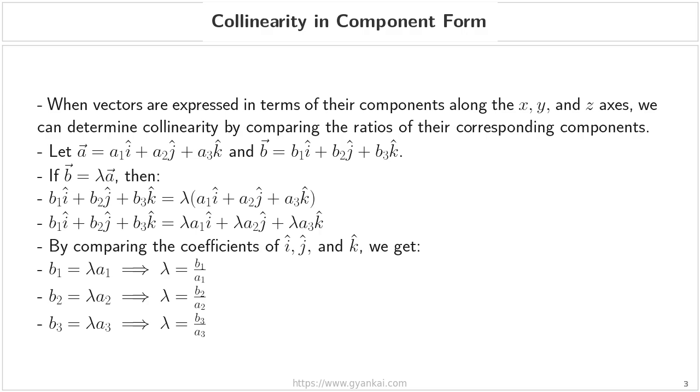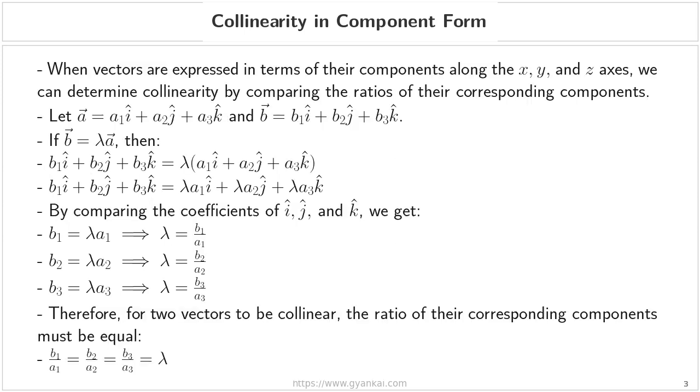We find that b1 equals lambda a1, which means lambda equals b1 divided by a1. Similarly, b2 equals lambda a2, so lambda equals b2 divided by a2, and finally, b3 equals lambda a3, meaning lambda equals b3 divided by a3. Therefore, we arrive at our practical test for collinearity. For two vectors to be collinear, the ratio of their x components, their y components, and their z components must all be equal to the same scalar lambda. This mathematical rule is exactly what we are going to use in the upcoming examples to verify if vectors are parallel or antiparallel.